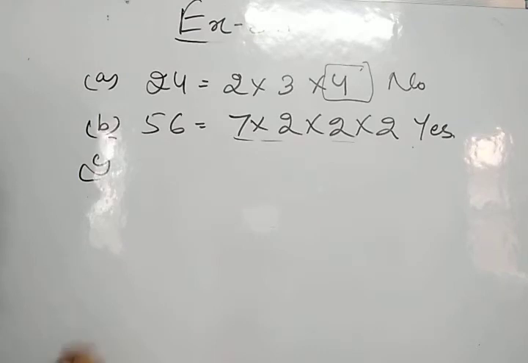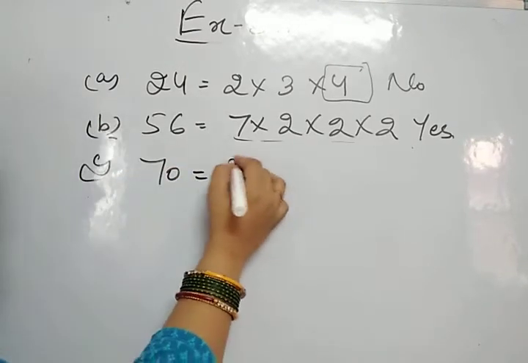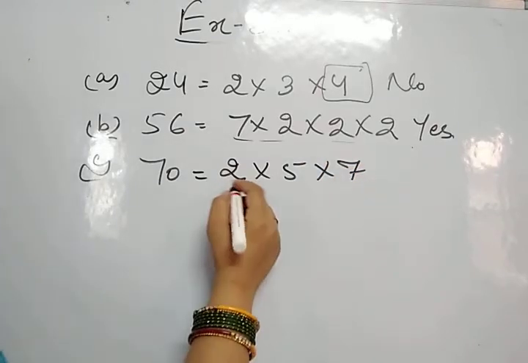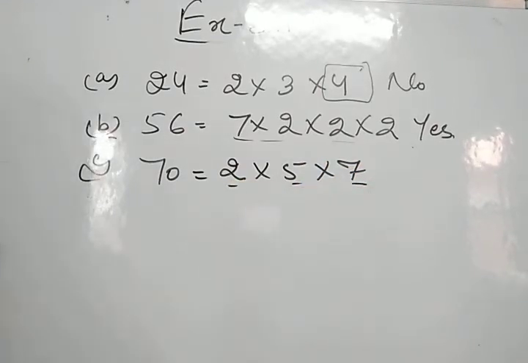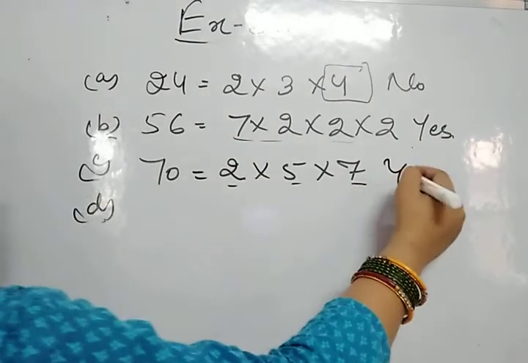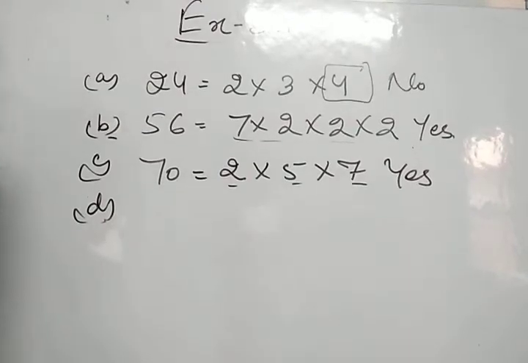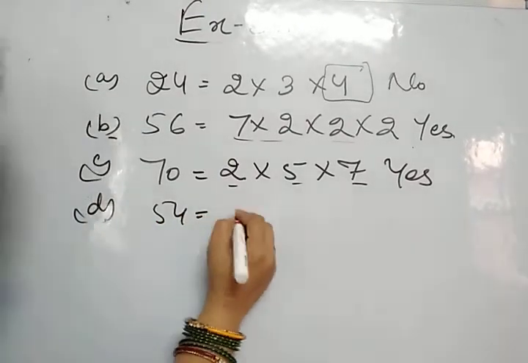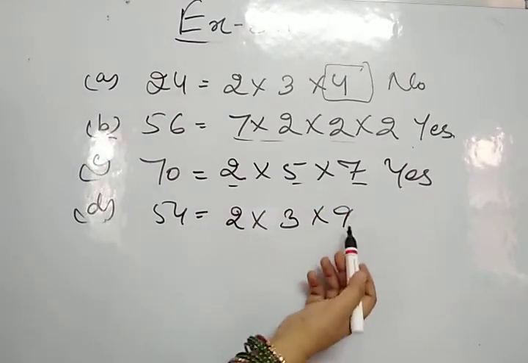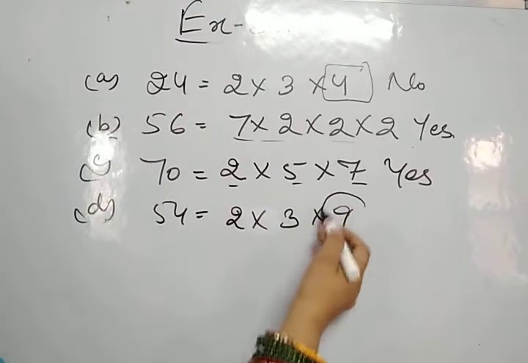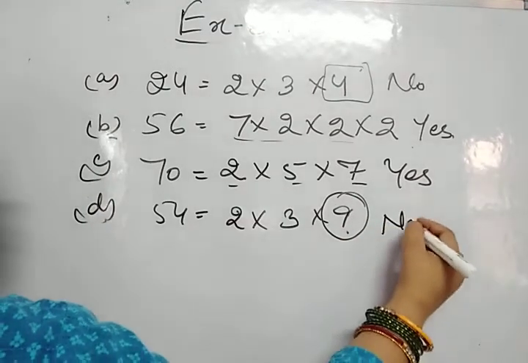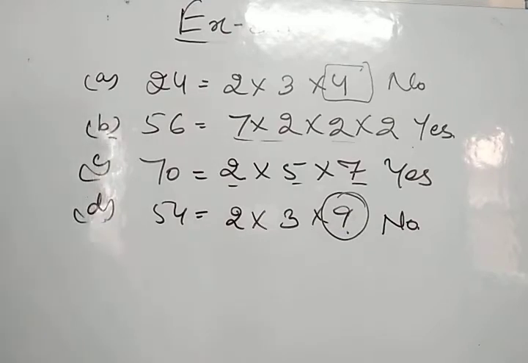Now come to the C part. 70 is equal to 2 into 5 into 7. Here all these numbers are prime numbers and their product is equal to 70. So these are also the prime factors of 70. Here their product is equal to 54, but here 9 is not a prime number. So these are not the prime factors of 54.